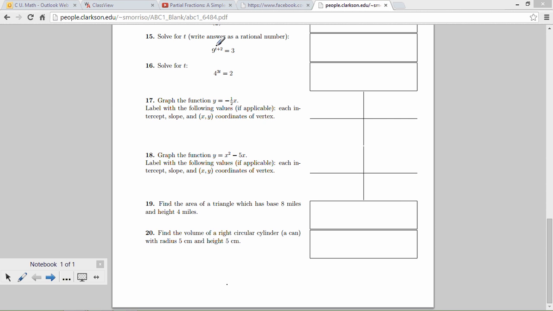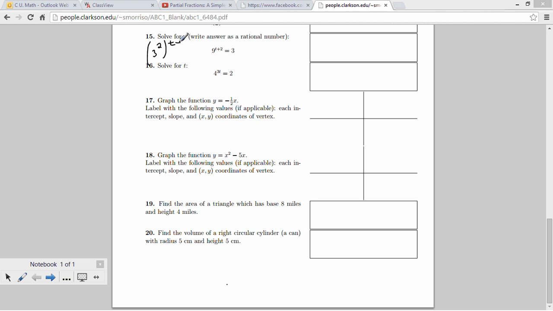This question 15 sometimes can be a common base question, sometimes not. This particular one is the 9 and the 3 you should see as exponentially connected. And so you've got 3 squared to the t plus 2 power. And of course on the right hand side you just have 3 to the first. Remember to distribute this multiplication of exponents. When you raise a power to a power, you multiply the exponents. And so we've got 3 to the 2t plus 4 equals 3 to the first.